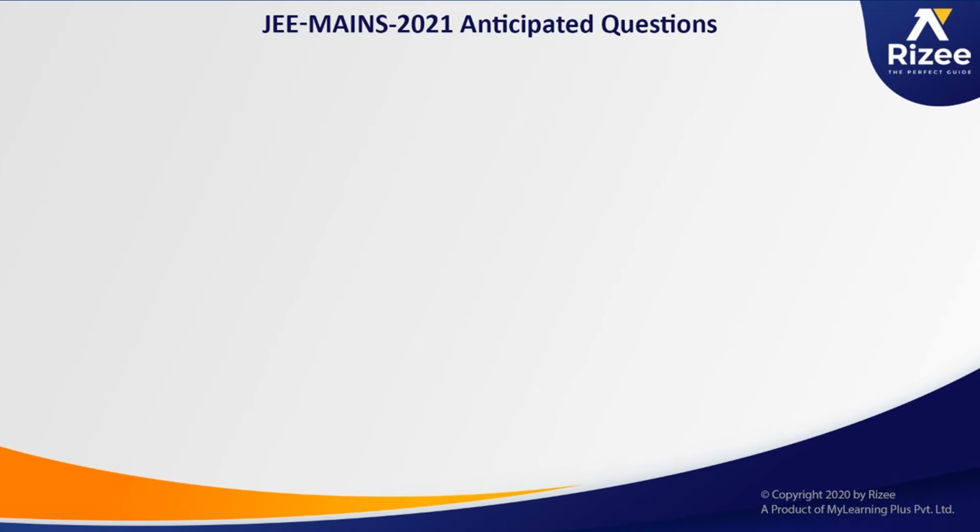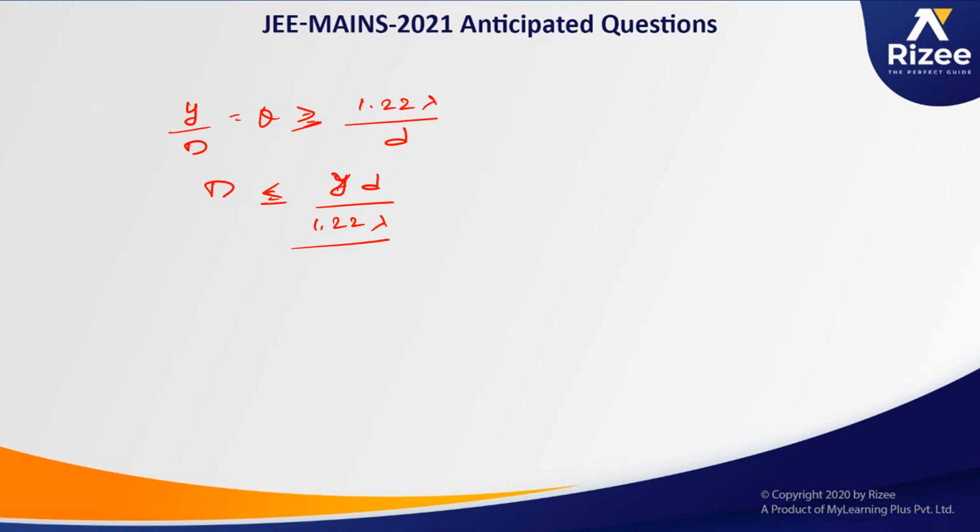Under these resolving conditions, what is the formula for the resolving limit? Theta is greater than or equal to 1.22 lambda by d, where d is the diameter. This theta can also be written as y by D, where D is the distance between the slit and the screen. From this, D is less than or equal to y into d by 1.22 lambda. This is another very important thing.